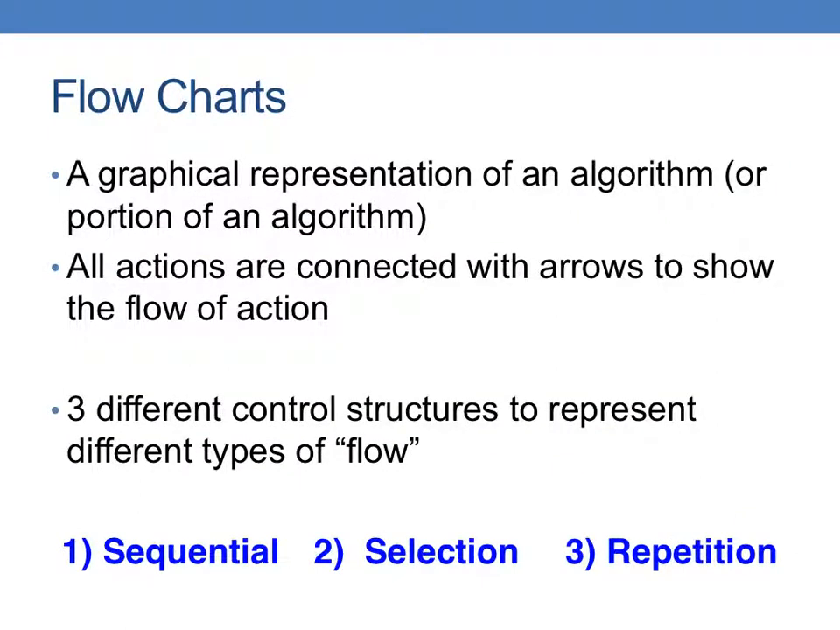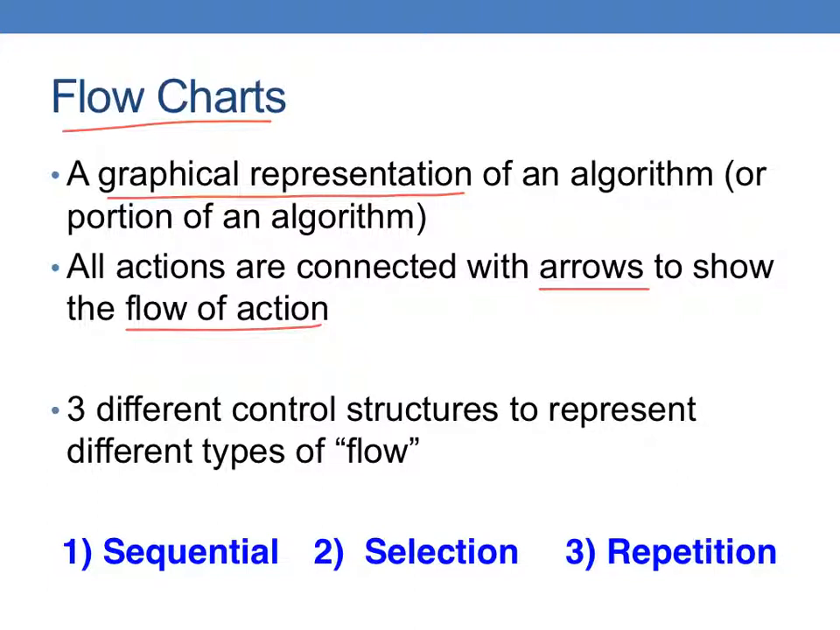The third keyword for today's lesson is a flowchart. And a flowchart, all it is, is a graphical representation of an algorithm or even just a portion of an algorithm. Sometimes the algorithm is such a big problem to solve that you break it into small ones and you flowchart that instead. All of the actions for flowcharts are connected with arrows to show a flow of action through the program. So basically, this is a visual representation of your pseudocode put into a picture rather than just words.